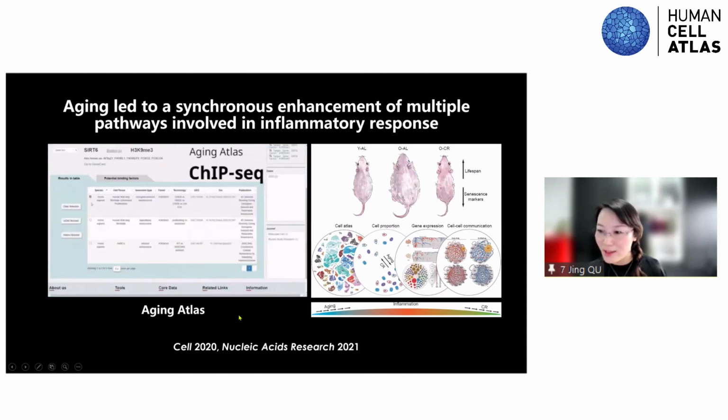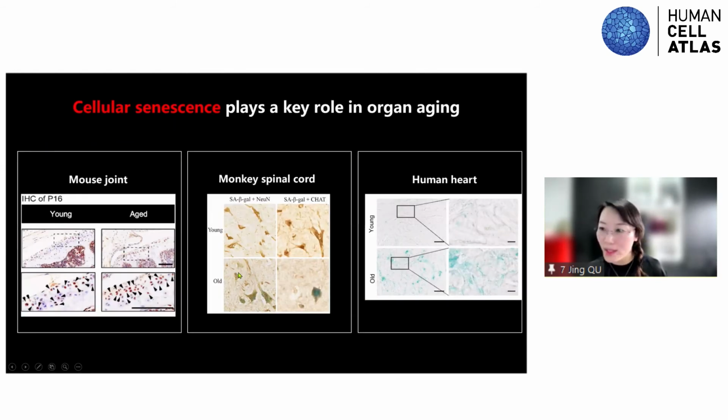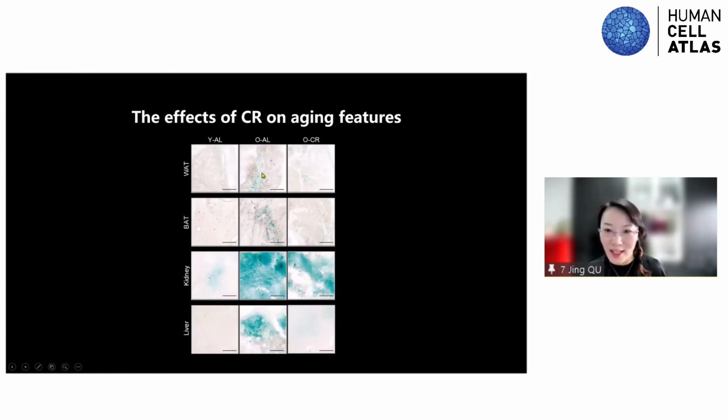So our question is, what is the cause for the accumulation of the immune cells? If we check the organs from both young and old animals, one of the most common phenotypes is the increase of senescent cells. For example, here in the mouse joint, the monkey spinal cord, or the human heart, we can see senescent cells accumulated with age. Consistently, the accumulation of senescent cells can be observed in the aged rats, as I just mentioned, and CR can reduce the accumulation.